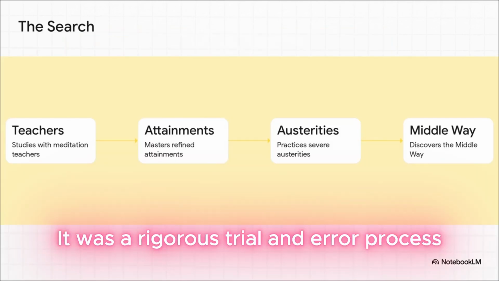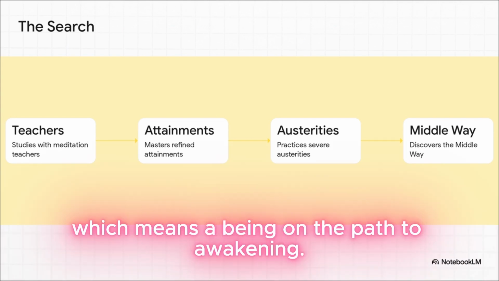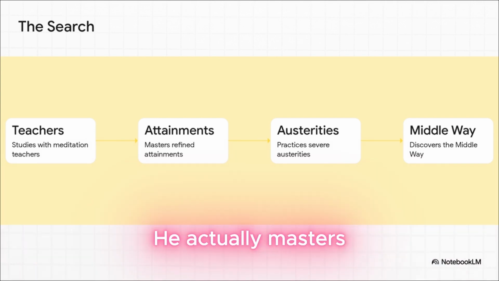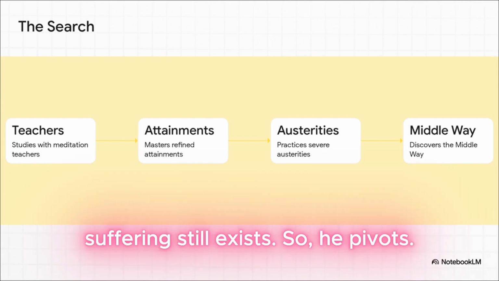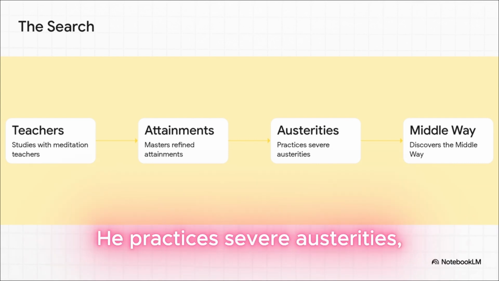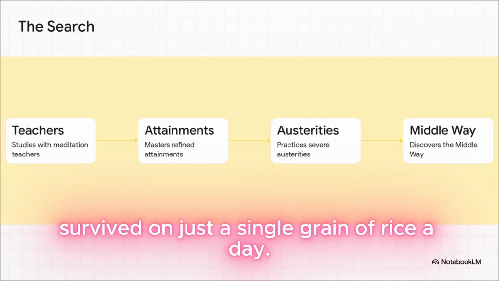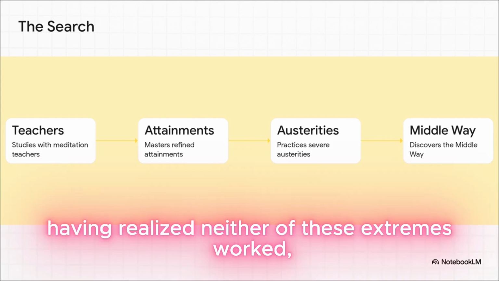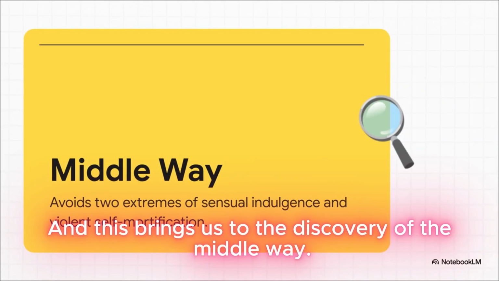It was a rigorous trial and error process. Acting as the bodhisattva, which means a being on the path to awakening, he first studies with master meditation teachers. He actually masters their incredibly refined attainments, but realizes, hey, suffering still exists, so he pivots. He practices severe austerities, pushing himself so far that he allegedly survived on just a single grain of rice a day. Finally, having realized neither of these extremes worked, he makes a massive conceptual breakthrough. And this brings us to the discovery of the middle way.